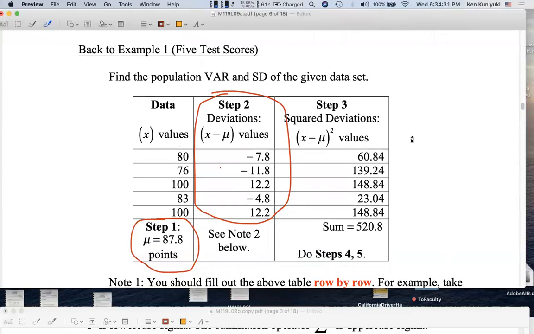Now a student might ask, so as a measure of spread, why don't I just take the sum or the difference of these deviations? Well, try this out on your calculator. What is the sum of these deviations? And for that matter, what's the average of these deviations?